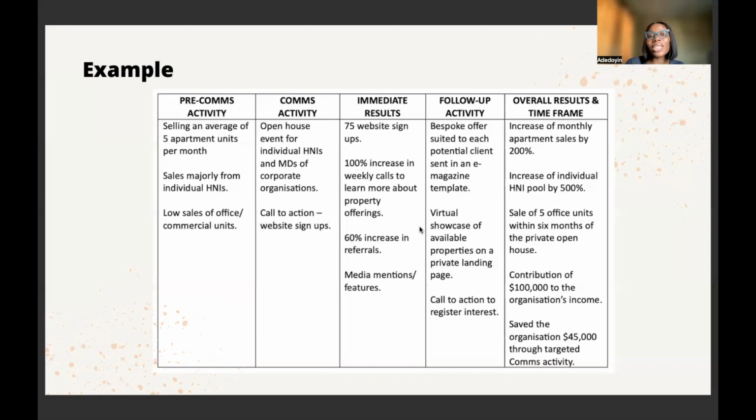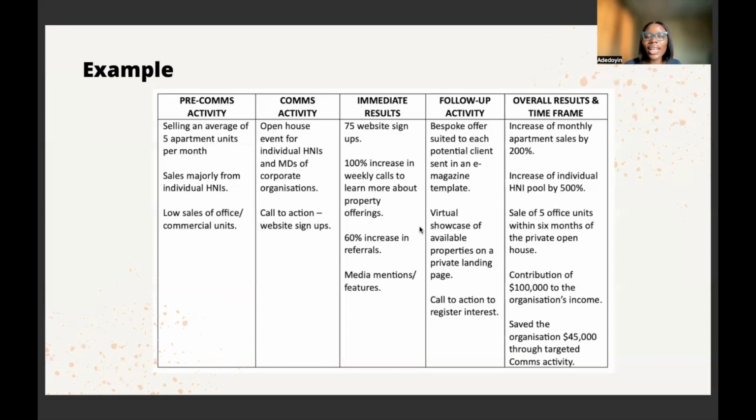Remember, we invited MDs of corporate organizations, so maybe those five are from people that attended the open house, or maybe it was from the bespoke offer that you did, but you must again be able to check. So with each activity, you're looking at what's changed, what's remaining the same, what communications is making an impact on, what metric is shifting as you implement your communications activity.